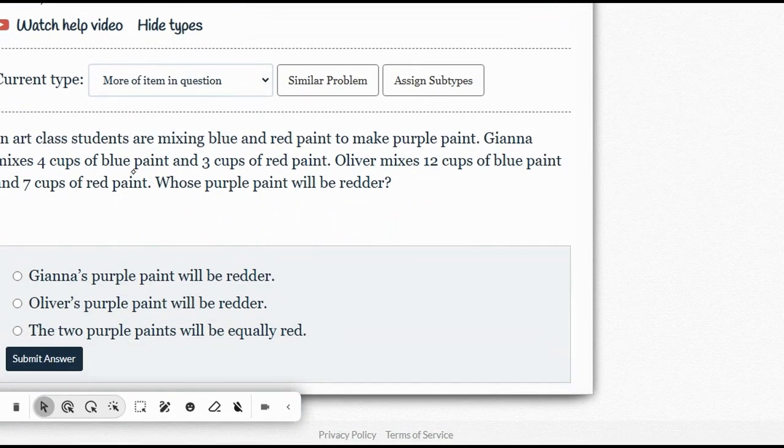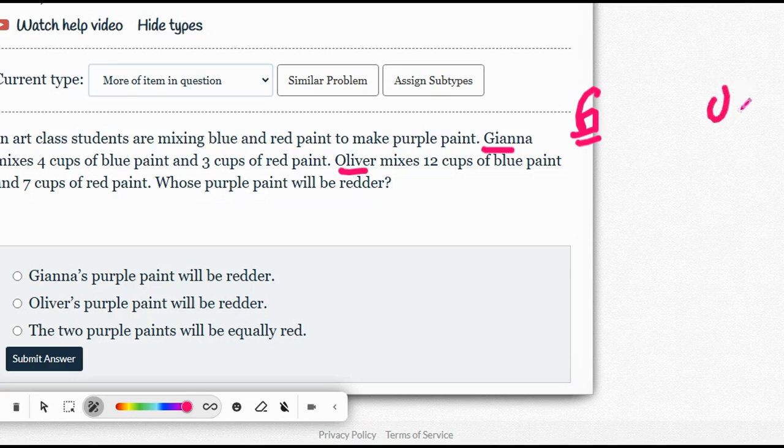Ready? So in our class, students are mixing blue and red paint. Some of these questions, as soon as I see it, I just start writing stuff down and keep track of the information. So we've got 2 people. We've got Gianna and Oliver. Gianna. Oliver. And let's see, blue paint, red paint.